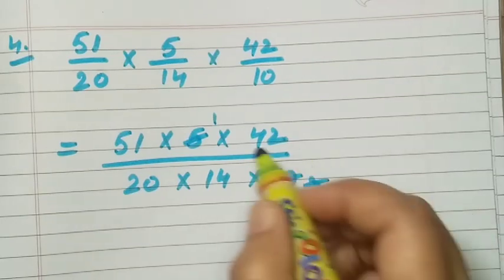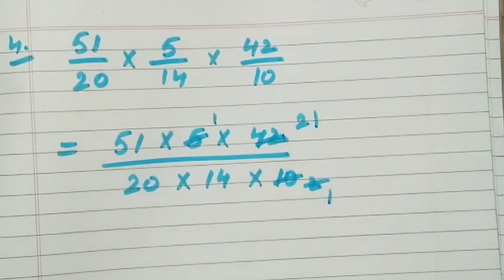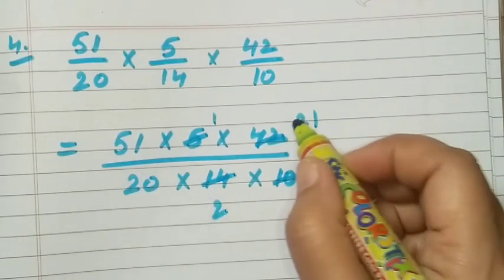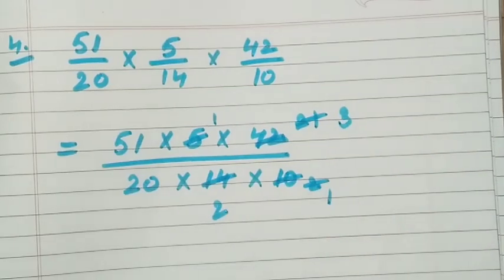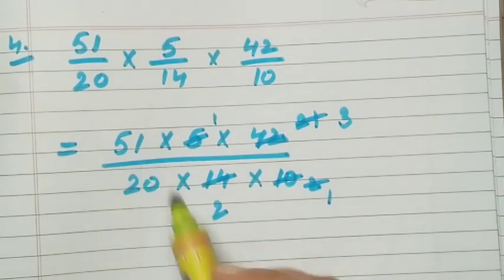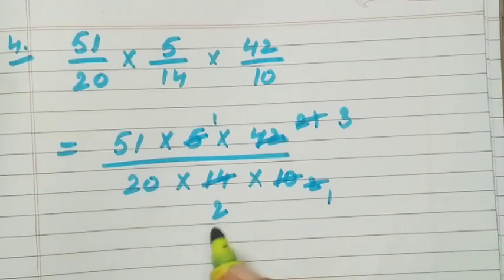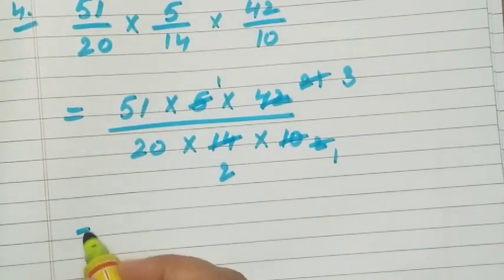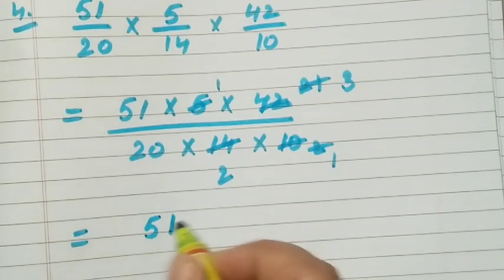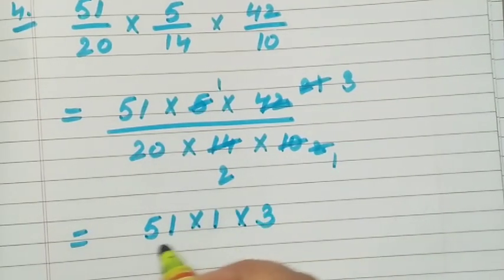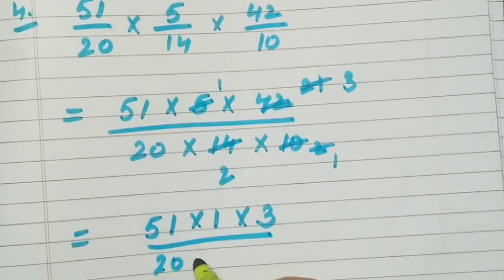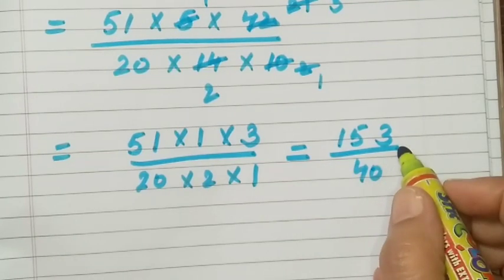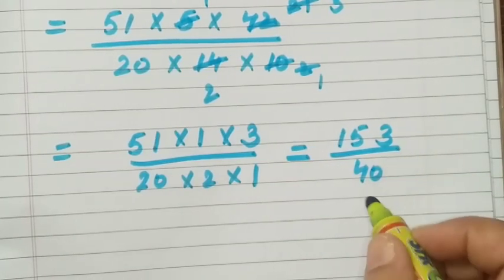Next, what else can you see? You can cut this 2 by this 42. It will cut by 21 times. And this 14 and 21 both can cut by 7, 7 two times and 7 three times. Now you check, this 51 cannot cut by 20 or 2, or even this 3 also cannot cut by 20 or 2. So we will stop here and write our numerator as 51 into 1 into 3, and in the denominator we have 20 into 2 into 1. By simplifying this, you get your answer as 153 divided by 40.